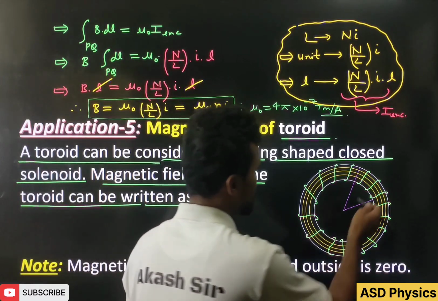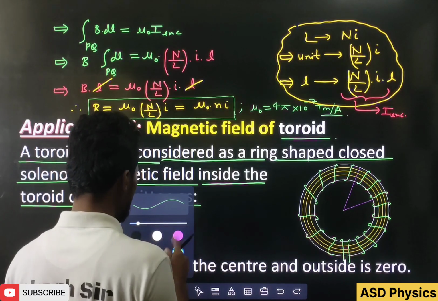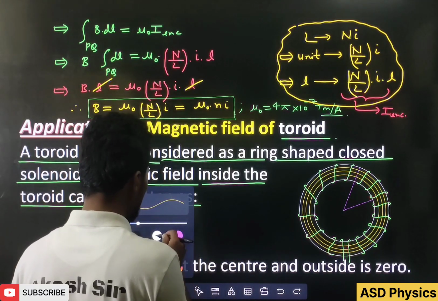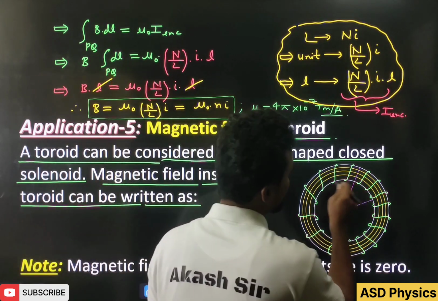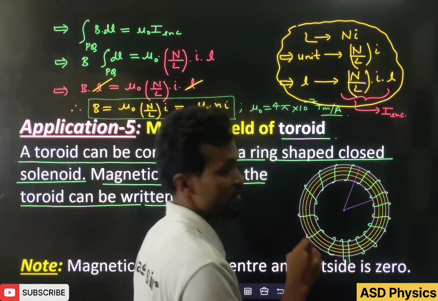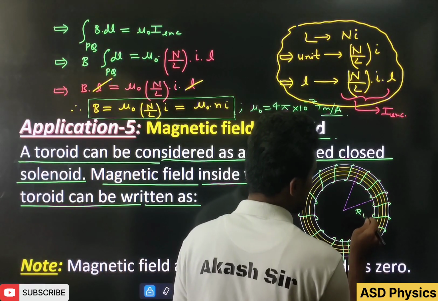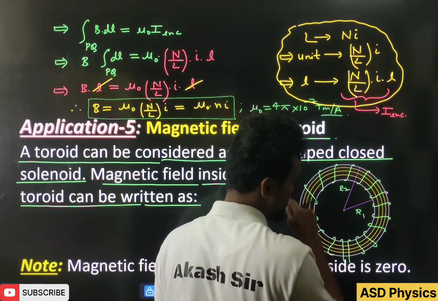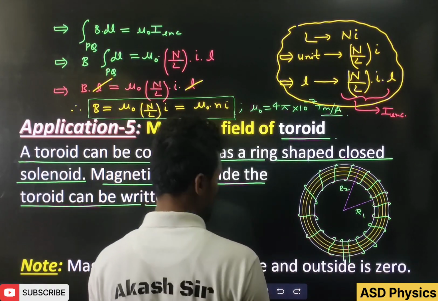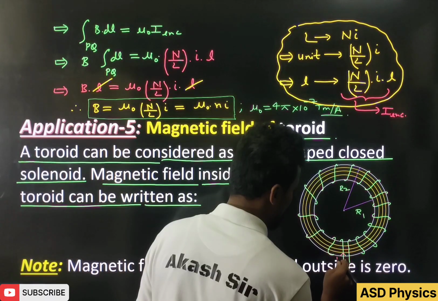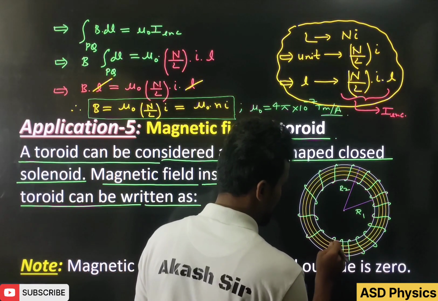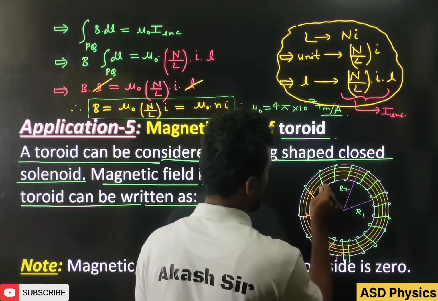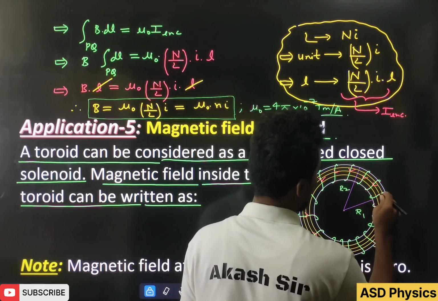So here you can see very well, I have taken the toroid. Inside the toroid, what is the shape of the magnetic field? The circular magnetic field will be there, concentric circles. Let's take inner radius R1 and outer radius R2 for this ring-shaped toroid. And here the current will flow. Let's take that from here the current I entered. It will flow like this and then go like this. This current is flowing like this at all the turns.